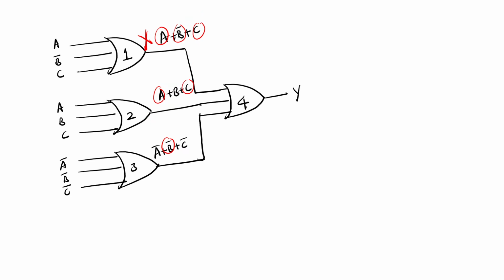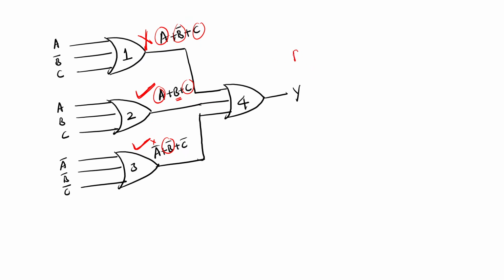Okay, so if you check this gate, A is repeated, but B is not there in any of the expressions. So this is not my redundant gate. It should compulsorily be present in my expression. And if you consider this one, A bar is also not repeated. So this also must be present in my expression.